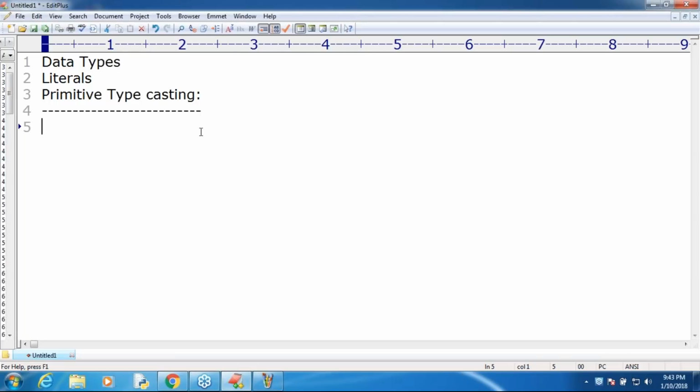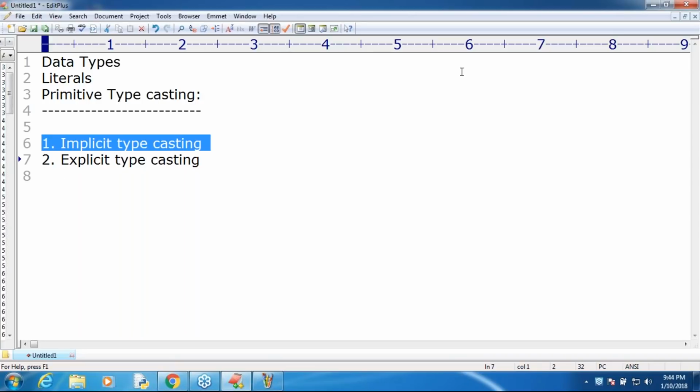Primitive typecasting. Casting means what? Conversion, converting from one type to another type. Converting primitive values from one type to another type is called primitive typecasting. Take special care. In Java, related to primitive typecasting, there are 2 types of typecasting allowed. One is implicit typecasting, and the second one is explicit typecasting. Remember that.